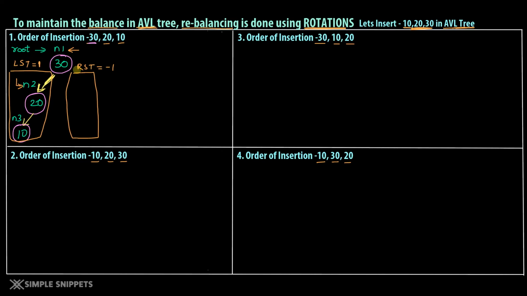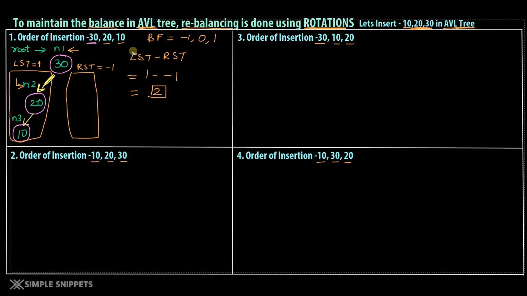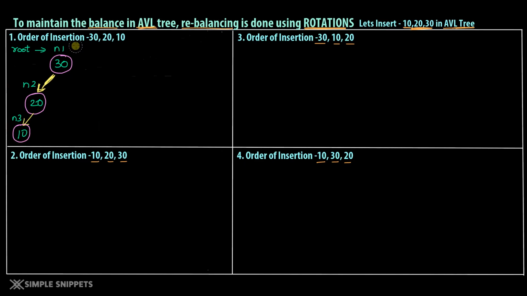And now if you take the subtraction of LST minus RST, you'll get 1 minus -1. So this will result in minus will become plus. So you'll get 2. And remember, the balance factor BF has to be equal to -1, 0 or 1. Anything apart from that, it would mean that your binary search tree is imbalanced. So hence you can say that this binary search tree is imbalanced, correct? So now the next question arises, how to balance this?